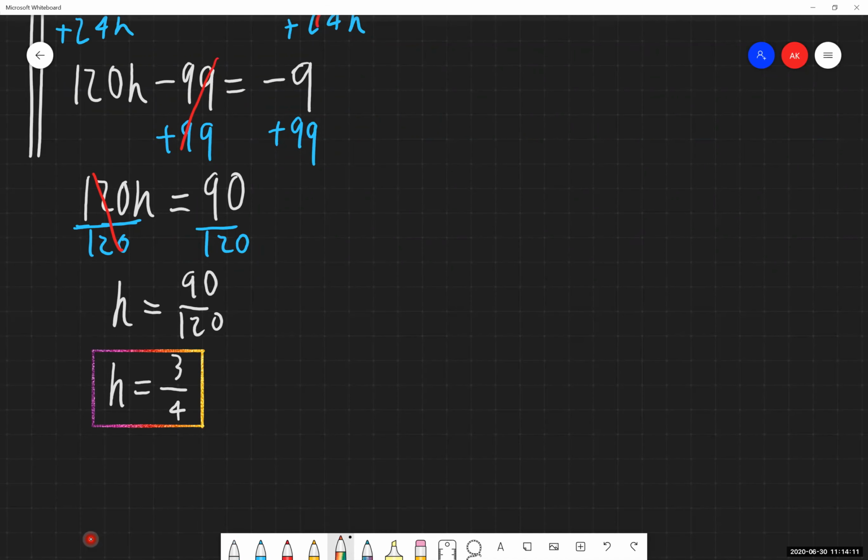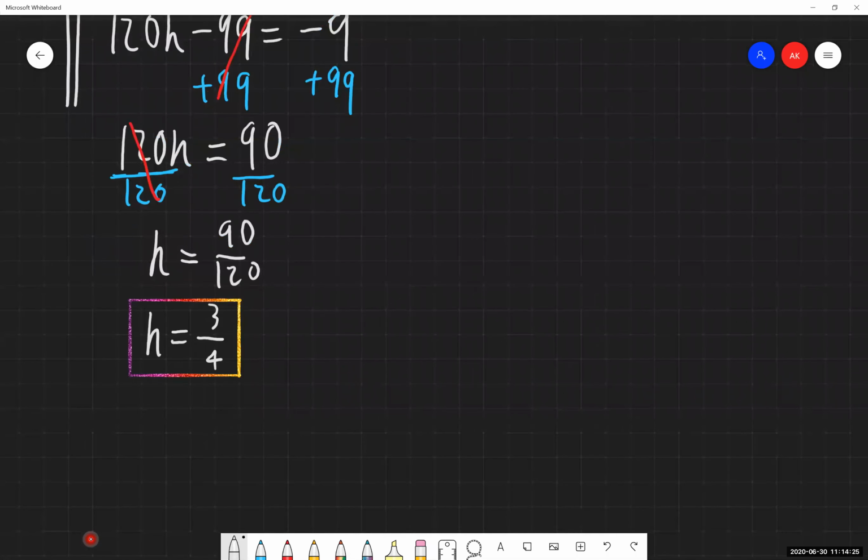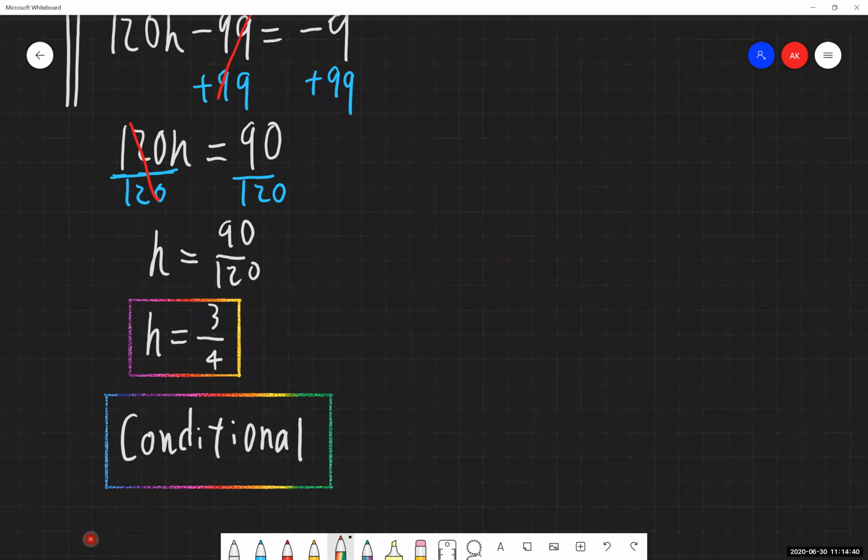So again, we are being asked to classify this thing. So is this a conditional equation? Is this an identity, or is this a contradiction? And based on the fact that we have one single answer, this is a conditional equation. So again, we'd go through, we'd find our answer here. We determine, yep, we've got a conditional equation, and then we list that at the very end.